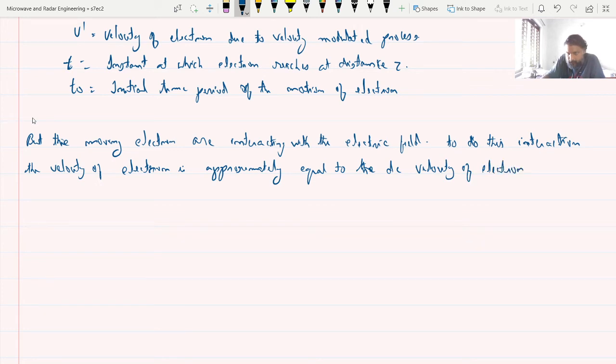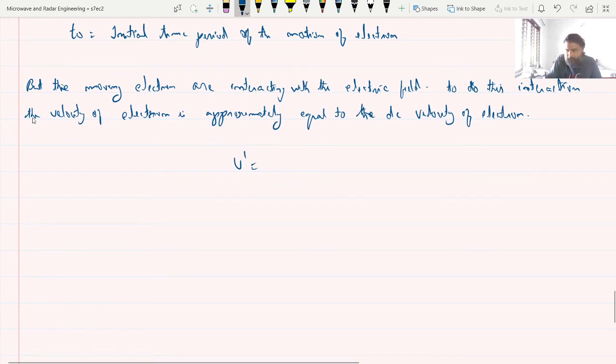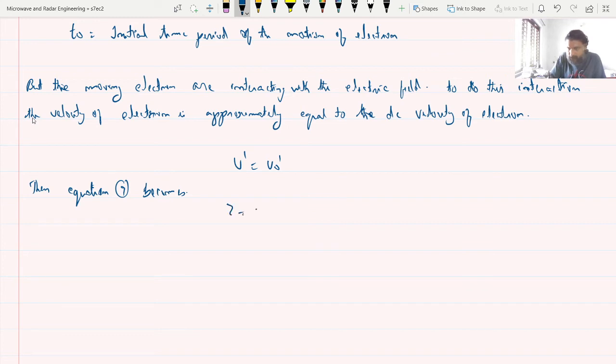Made equal to the DC velocity of the electron. So I can write V dash is nothing but V naught dash. Then equation 9 becomes z is nothing but V naught dash into (t minus t naught), called as equation number 10. So put this value in equation number 8.